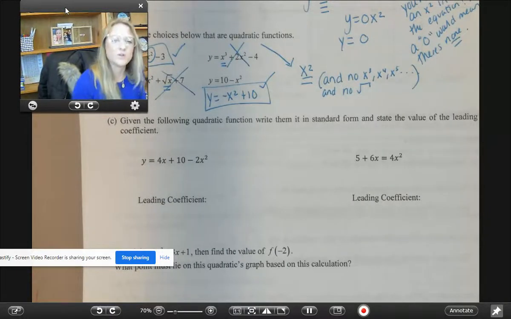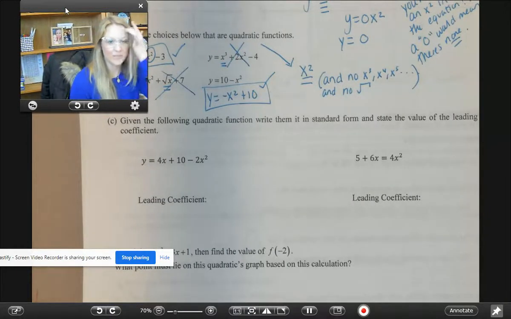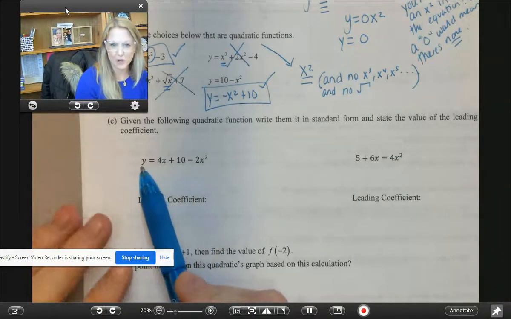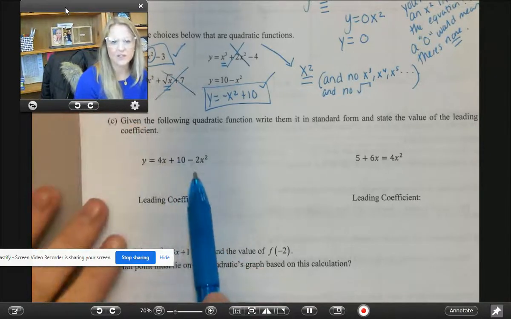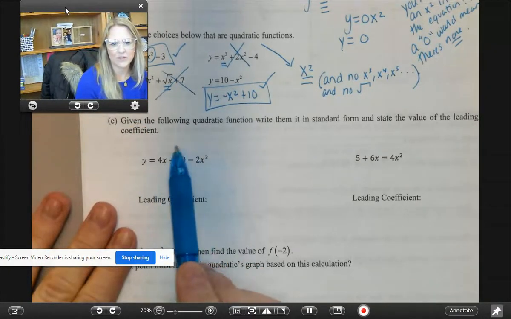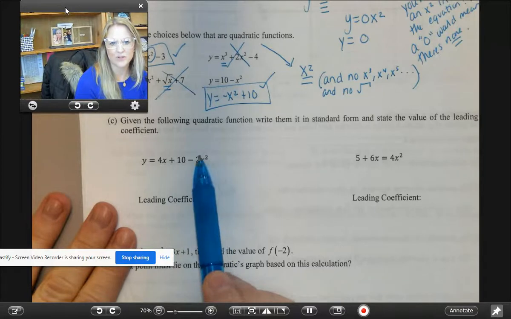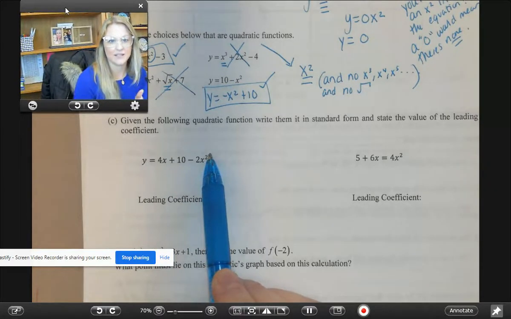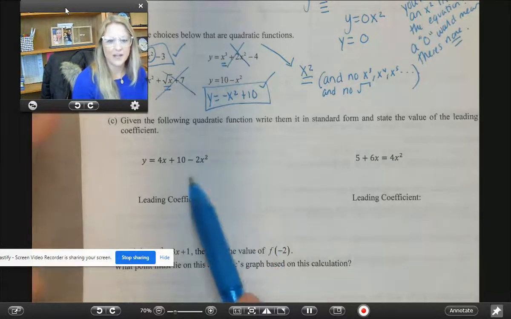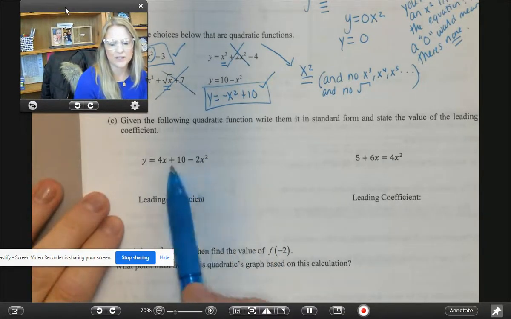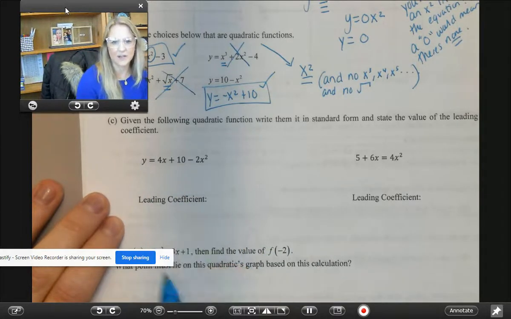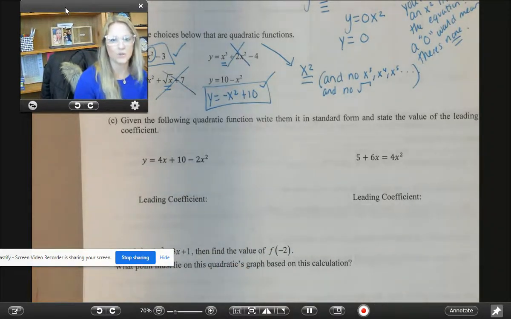Okay, so here's one of the things I want you guys to be able to do by now. You need to be able to write things in standard form, right? We did this with the polynomial unit last unit. The only difference is we have an equation now, and that's okay. So what we have here is this quadratic equation. How do I know it's quadratic? Because you have an x squared and nothing higher than that. Does that make sense? And so what we're going to do is rearrange this so that it's written in standard form. And then we're going to state what the leading coefficient is. So we're just working with vocab here.